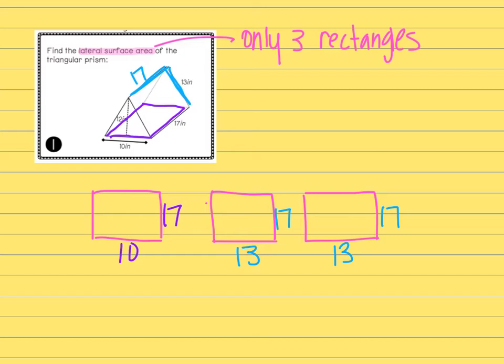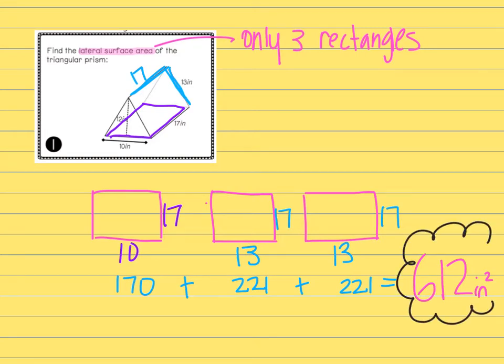Now, when you multiply those out, 10 times 17 is 170, plus 13 times 17 is 221, plus another one of the same size. And when you add those all together, your final answer would be 612. And we're doing area. The units were inches, and area always has squared as its label. So I would say the lateral surface area is 612 square inches.